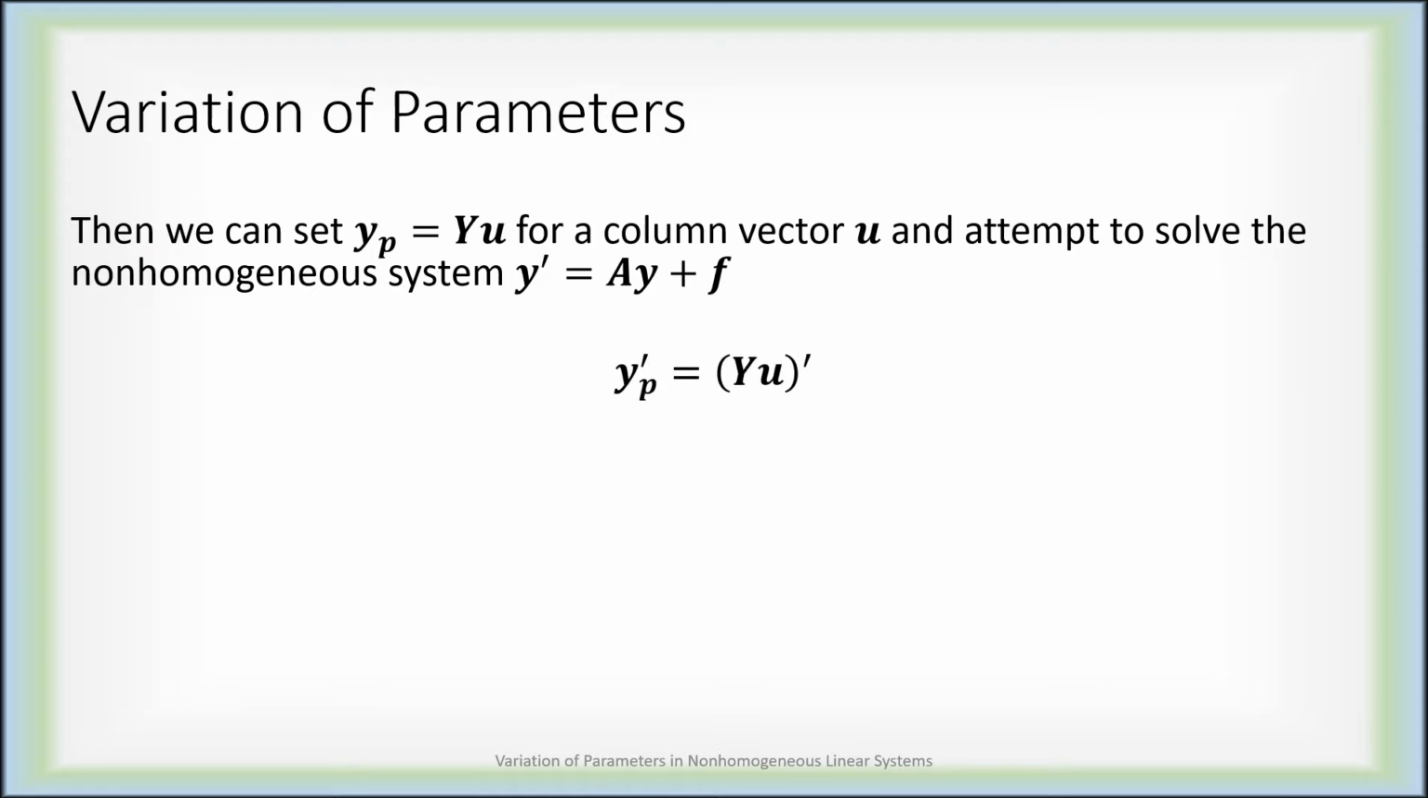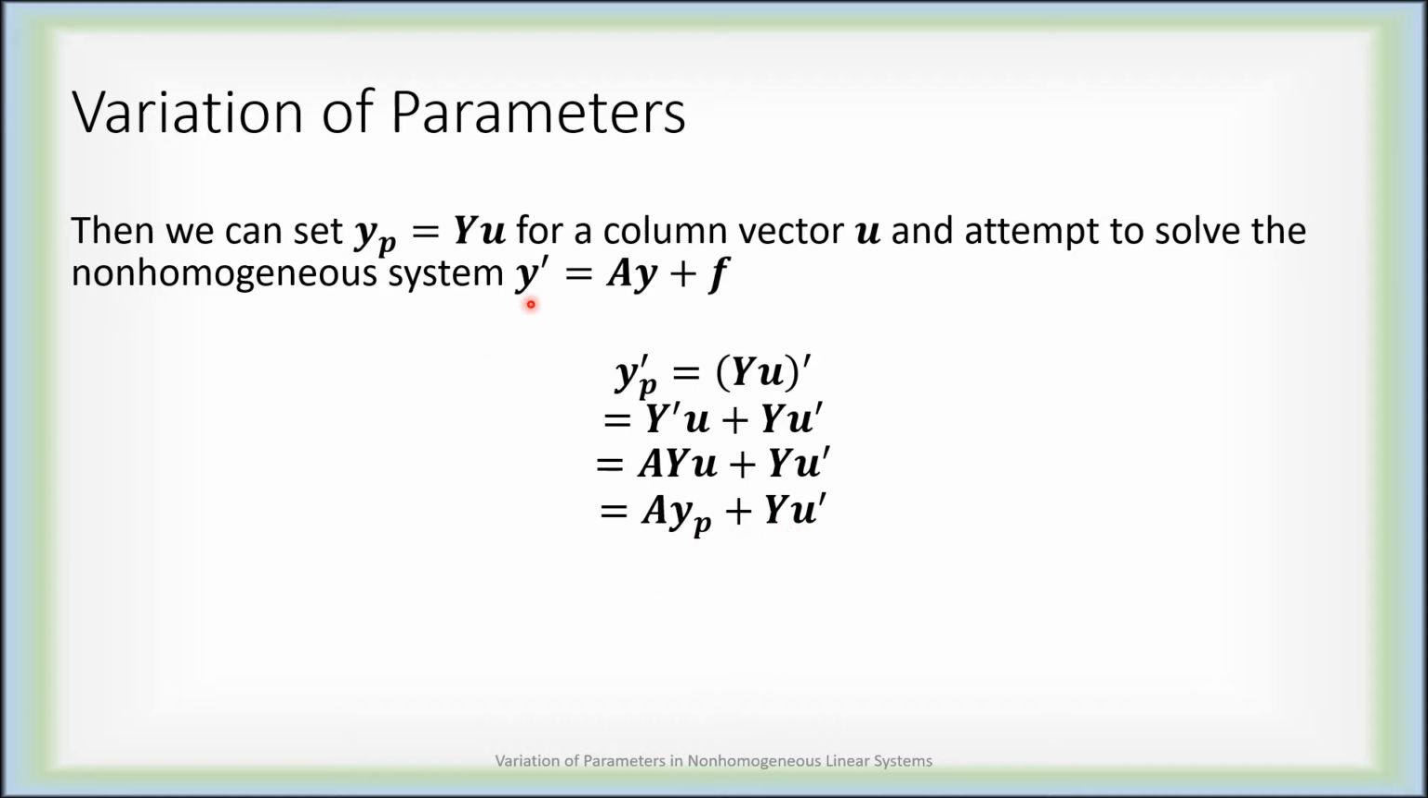So let's take its derivative. We are hoping to get out that yp prime is Ayp plus f. First, let's take the derivative. We use the product rule, Y prime u plus Y u prime. Now that Y prime is of interest because remember that Y is a fundamental matrix for the system. So Y prime is the same as AY. And then Yu is the same as yp. So overall, yp prime is definitely equal to Ayp plus Y u prime.